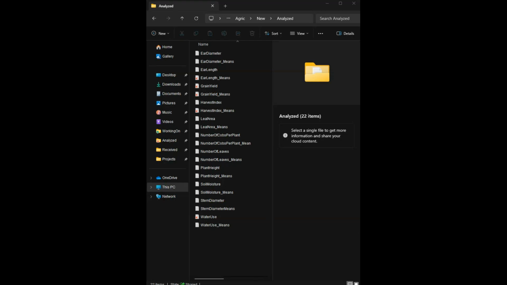Yeah, so the files I am sending to you, this is how you will see them. Each of the parameters has two files. You see one named with the actual parameter, then one has means attached to it. So first you open, let's say you want to see the analyzed results for ear diameter, you open it.